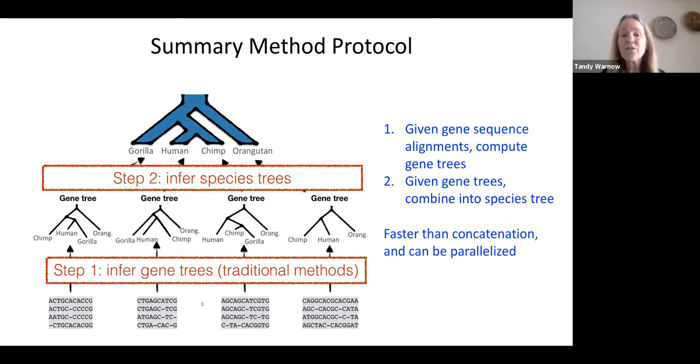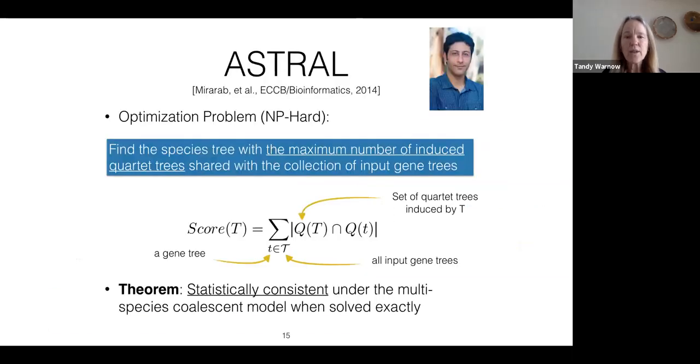One of the things I want to point out here is that getting gene trees on different data sets is actually a lot faster than doing a concatenation analysis because the number of sites is so much less. So this is actually faster than the concatenation analysis and it's easily parallelized. Okay, and it can be statistically consistent if done properly. So Astral is the most well-known of these statistically consistent methods.